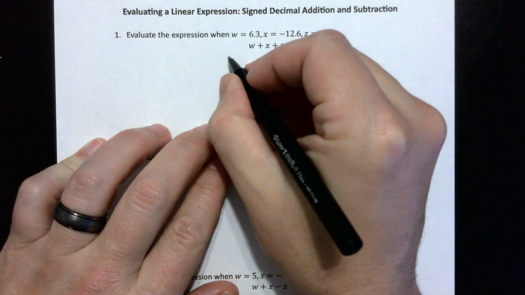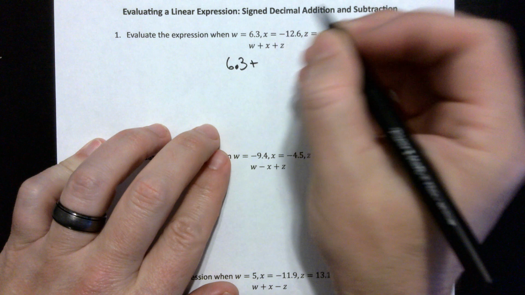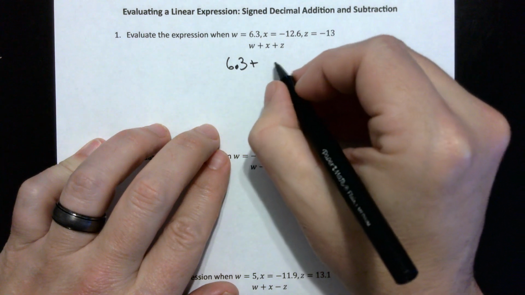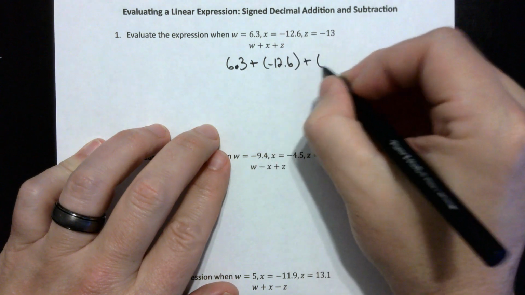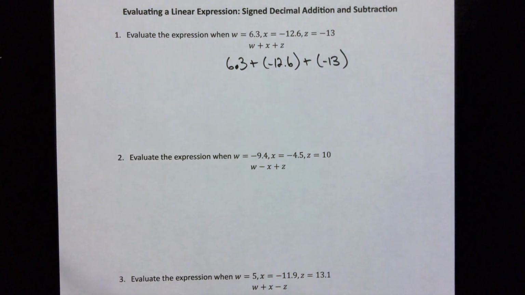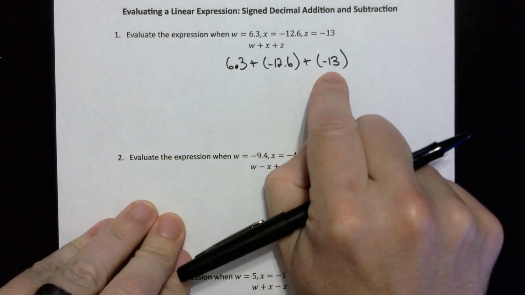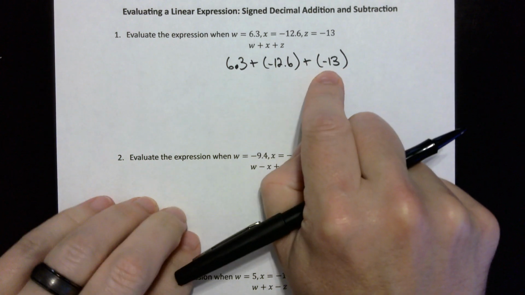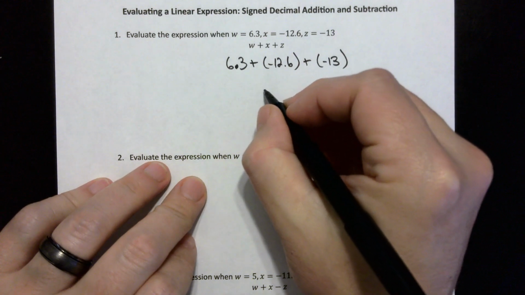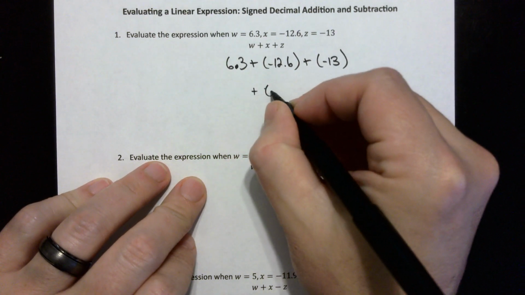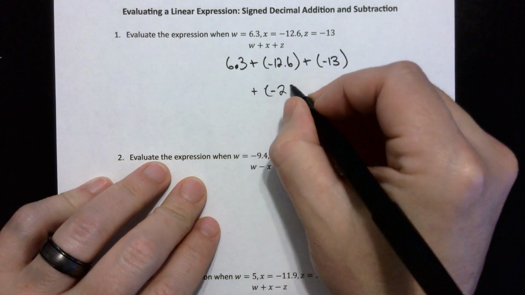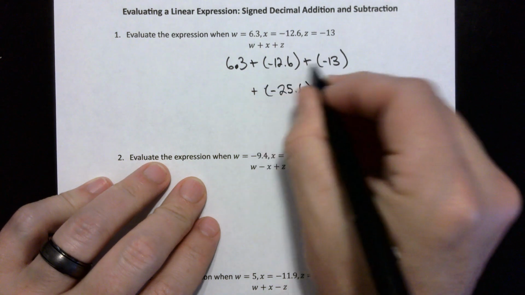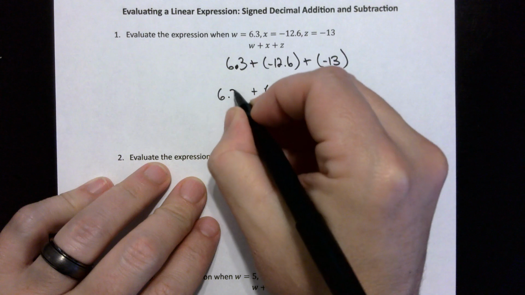So the w will be 6.3, and then the x will be negative 12.6. And then the z will be negative 13. Okay, so first thing we can do is add these two negatives. Remember, when you add two things that are negative, you add them up, but you also keep the negative sign. Okay, so we'll make that a negative or a minus. Okay, keep the plus sign there. And then let's see, that's 13 plus 12 is 25, so negative 25.6 when you add these two together right here. Okay, and then you get positive 6.3.